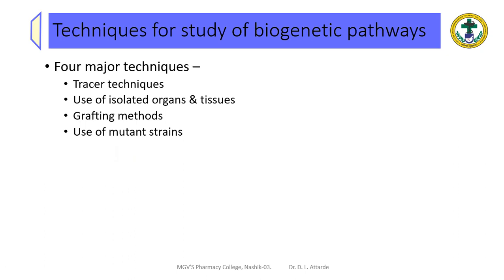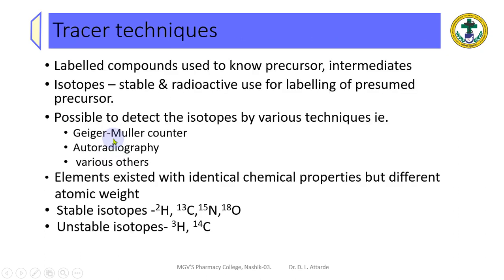Now, techniques for study of biogenetic pathway. There are four major techniques: tracer technique, use of isolated organs and tissues, grafting methods, and use of mutant strains. Now, tracer techniques. Labeled compounds are used to know precursors and intermediates.